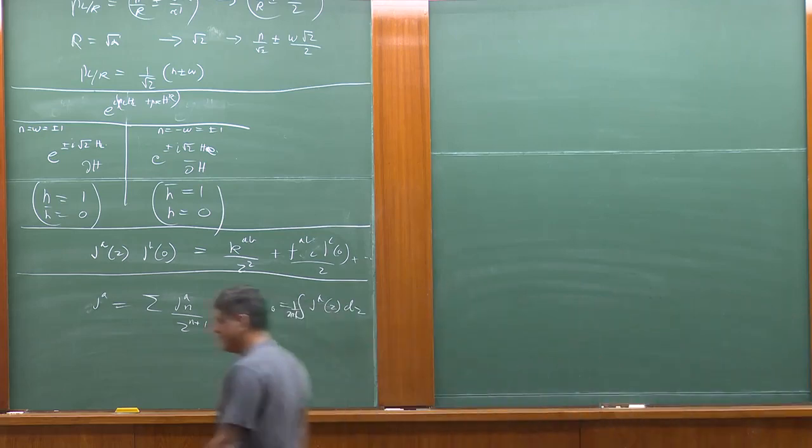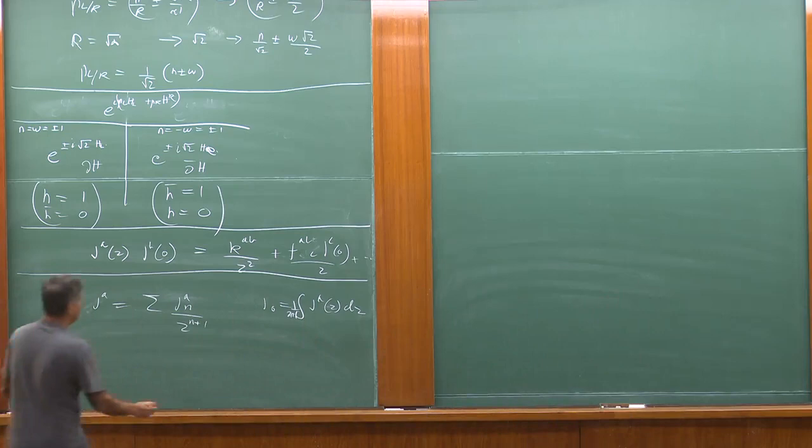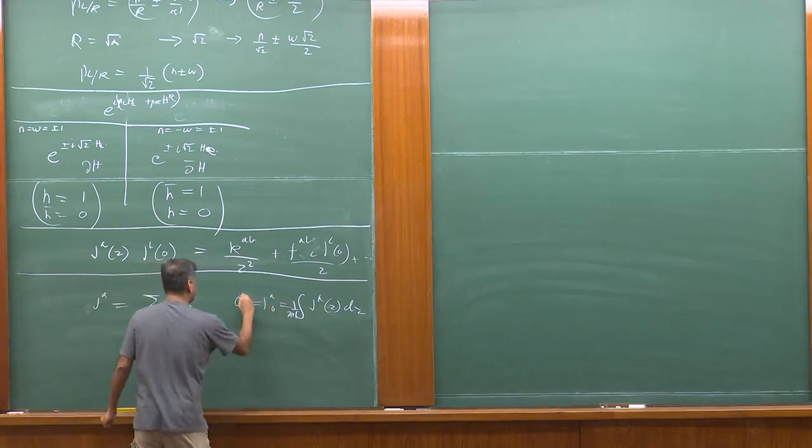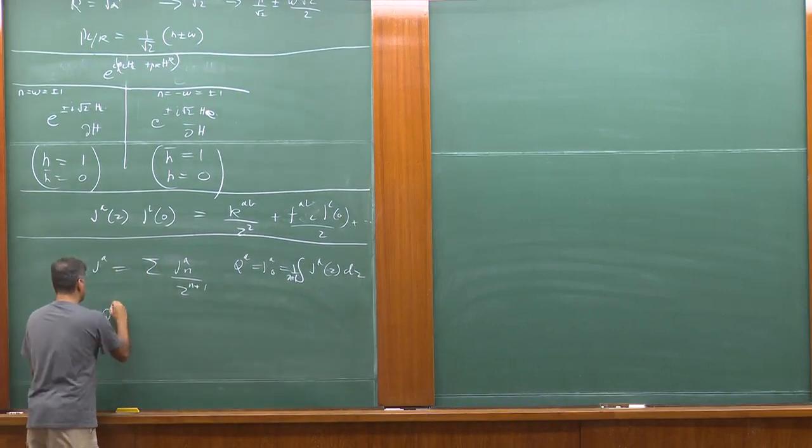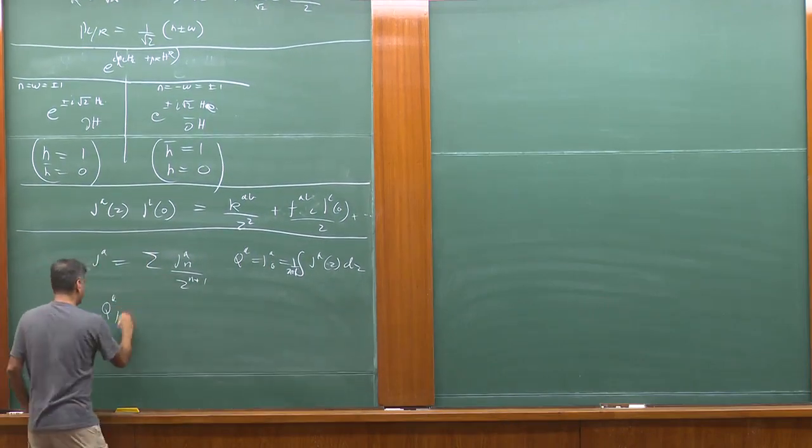So let me call this J0A. Let me give it a name. Let me call it QA. Suppose I wanted to compute the commutation relations of these charges, QA commutator QB.